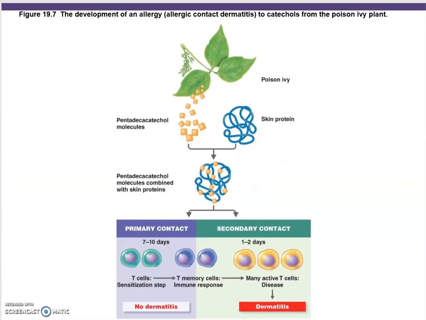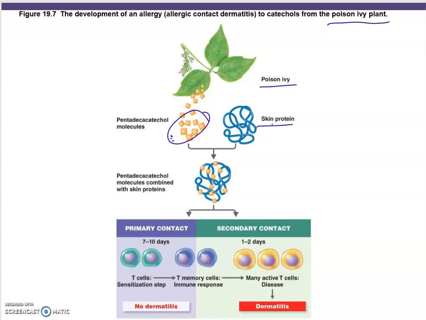So here is the development of an allergy. In this case, we're talking about the poison ivy plant. So here's the poison ivy, and it has these chemicals that then will combine with skin protein. So here are the chemicals from the poison ivy, the poison itself, and they combine with the skin protein. So these by themselves will be haptens, but together with the skin proteins, they produce an allergic reaction. And then the primary contact will not lead to a reaction.